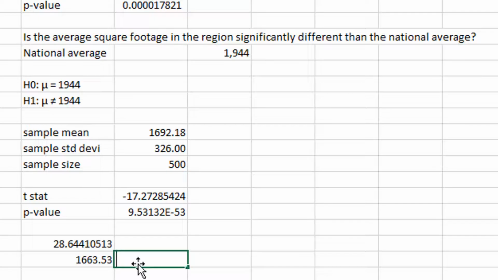Okay, so I got 1,663, and then I've got this sample mean plus the margin of error. And then we've got our bounds for our confidence interval. Our lower bound, our upper bound.